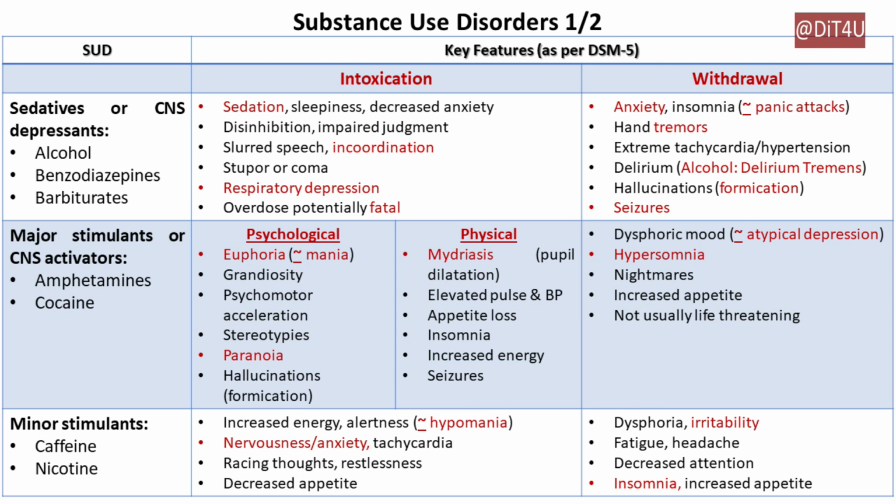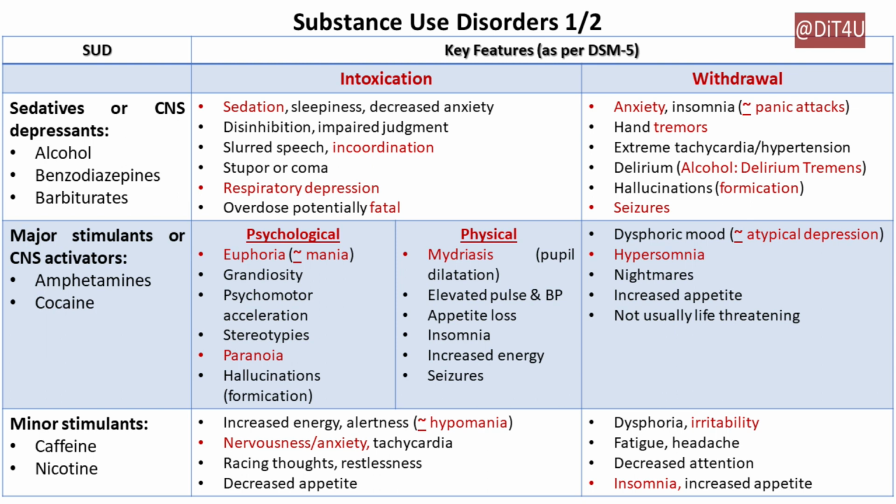Dysphoric mood is similar to having atypical depression. Increased appetite is also sleeping more. That is also part of atypical depression. And these symptoms are usually not life-threatening. Minor stimulants are caffeine and nicotine, which is present in cigarettes, as you know, tobacco products.